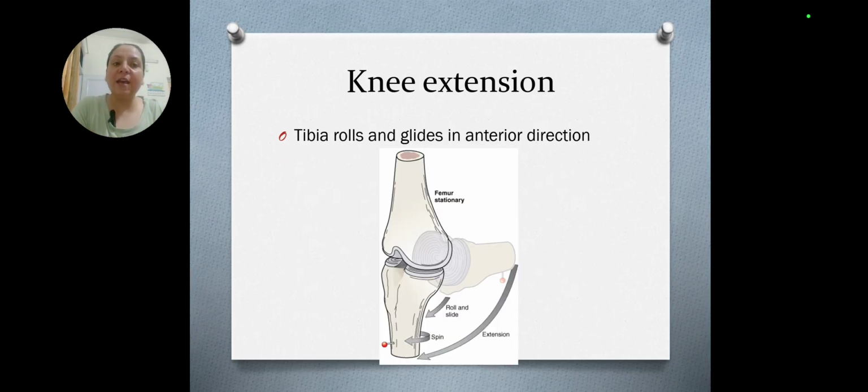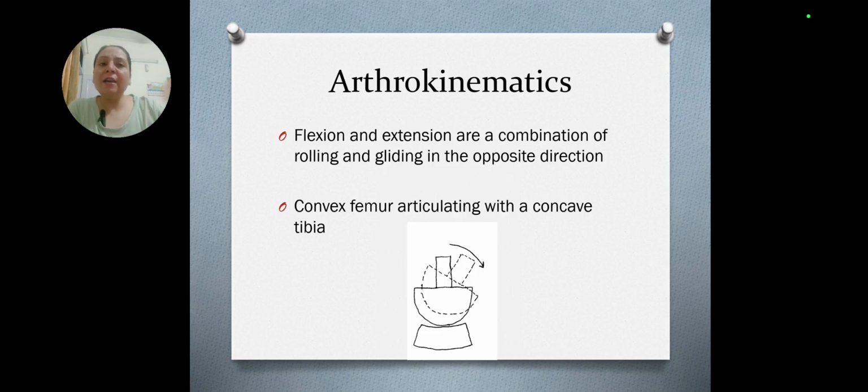Now what will happen in extension? You can see the figure. The tibia is rolling anteriorly as well as gliding anteriorly. If we go into detail, in this slide, can you see this figure? This is about when the femur is moving on the tibia, that is, in a closed kinematic chain. Here we are talking about the femur moving on the concave tibia. Since the convex surface is moving on a concave tibia, the rolling and gliding will take place in the opposite direction as compared to the bone movement.